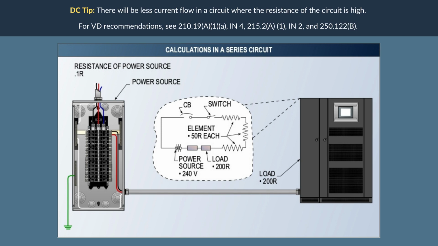For example, to find the current, divide the total resistance into the voltage of the power source. The current in amps can be calculated as follows. In step 1, finding current in amps, I, which is the amperage, equals 240 volts, divided by 0.1 ohms, plus 50 ohms, plus 50 ohms, plus 50 ohms, plus 200 ohms. Based on this formula, I equals 240 volts, divided by 350.1 ohms, which equals 0.6855 amps. Therefore, the current in amps is 0.6855 amps.